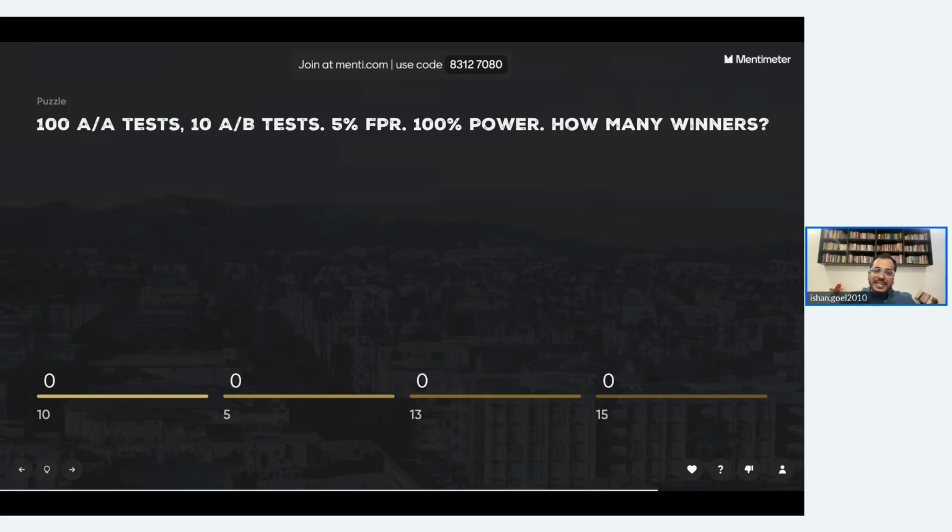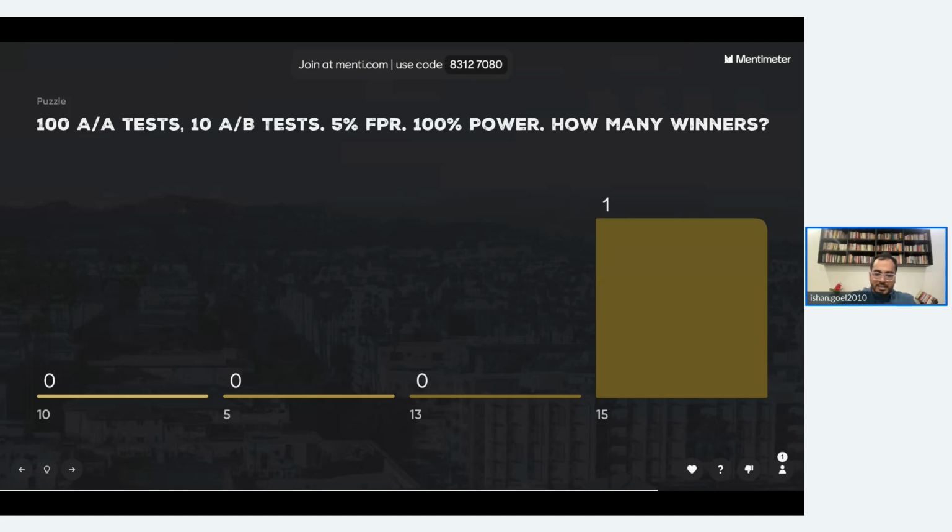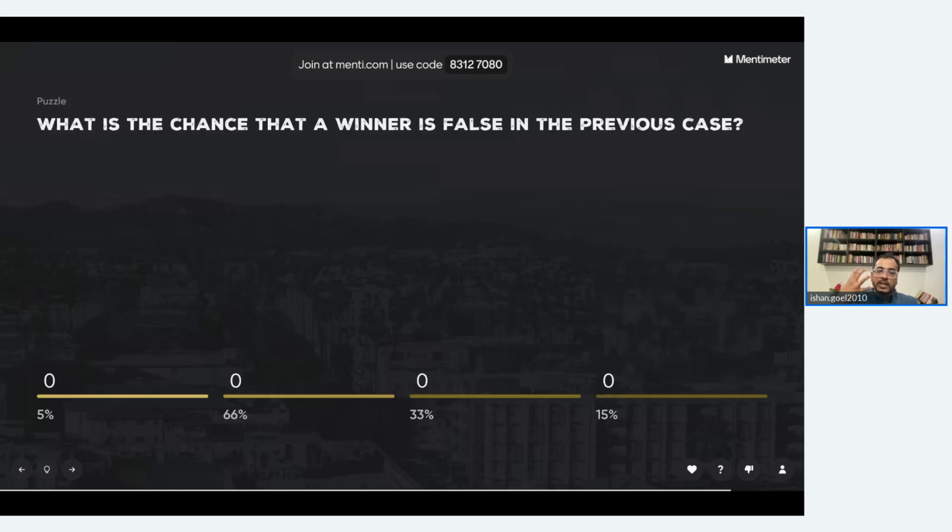So out of 100 AA tests, you'll get five false winners, which is the false positive rate. Out of those 10 A/B tests that you see, which are true winners, which you know in advance have the desired impact, all those 10 will come out to be winners. So you'll essentially be seeing 15 winners out of these 110 A/B tests. Now the question is very interesting: in this setup, roughly what is the chance that a winner that you get in the test is false?